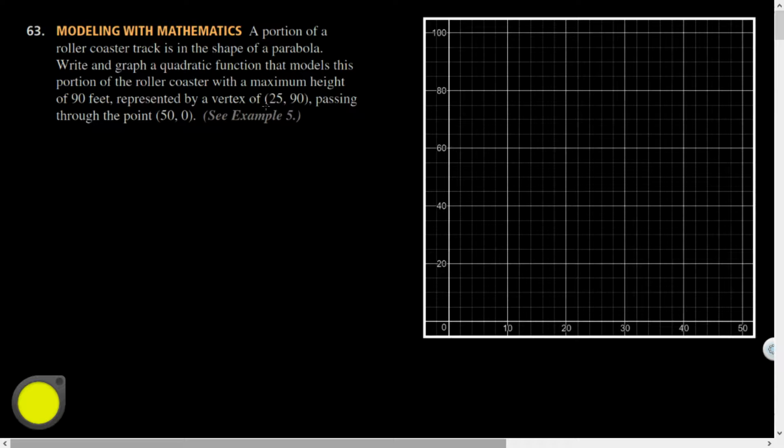So here we go. A portion of a roller coaster track is in the shape of a parabola. Write and graph a quadratic function that models this portion of the roller coaster with a maximum height of 90 feet. So that sounds like k, represented by a vertex. Oh, they gave us h and k. How generous of them.